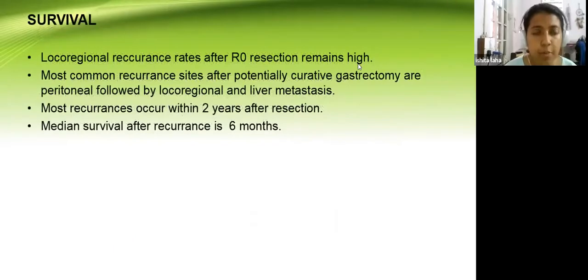The survival from gastric adenocarcinoma depends on the locoregional recurrence rates. Locoregional recurrence rates after R0 resection remain very high. The most common recurrence sites after potentially curative gastrectomy are peritoneal, followed by locoregional and liver metastasis. Most recurrences occur within 2 years after resection, and the median survival after recurrence is 6 months.